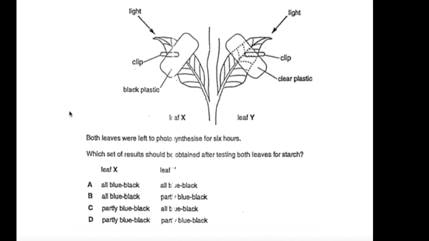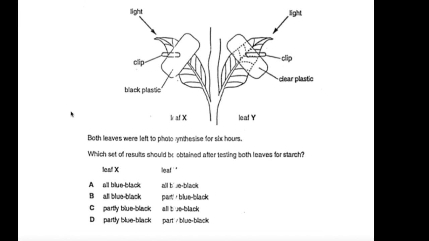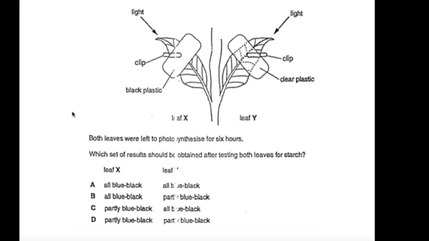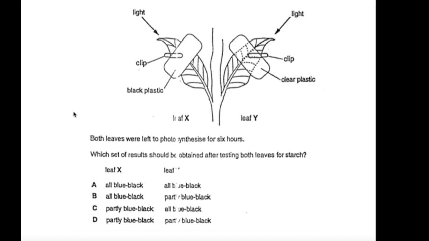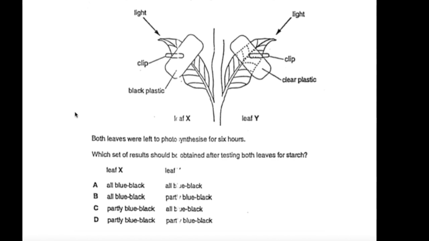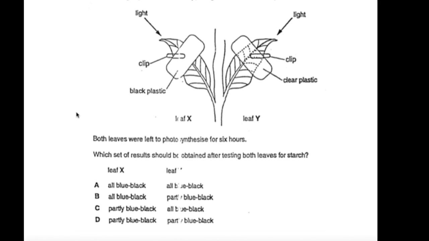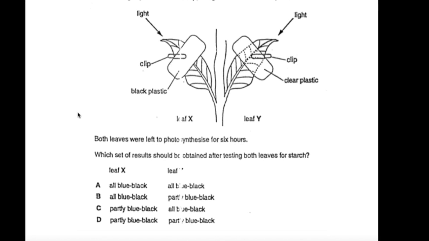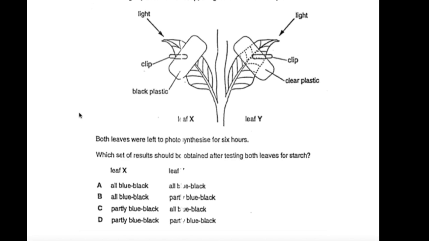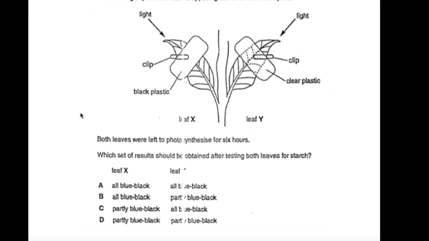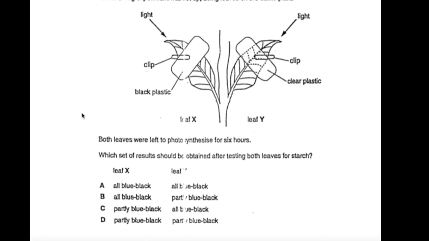Question number 13. The following experiment was set up using leaves on the same plant. Both leaves were left to photosynthesize for 6 hours. Which set of results should be obtained after testing both leaves for starch? Answer for this is C.